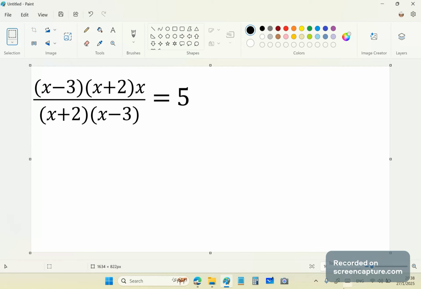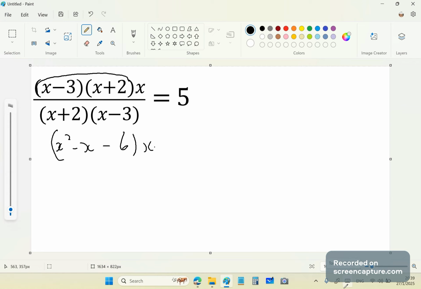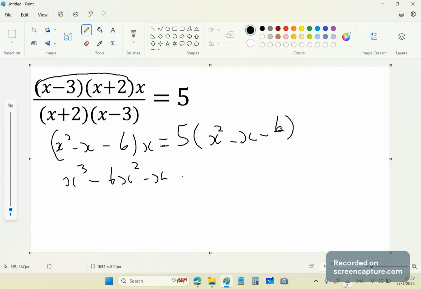Right, so all you have to do is basically just multiply by what's on the bottom here because it has to be a number, right? So if you do that, then on the left-hand side here, you'll get x squared minus x minus 6. That's this times x. And on the right-hand side, you'll get 5 times x squared minus x minus 6. And if you multiply those out and rearrange the terms, you'll get this, right?